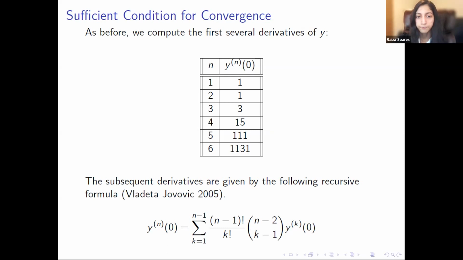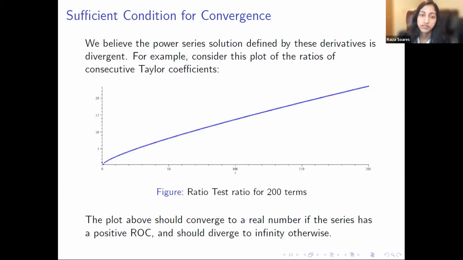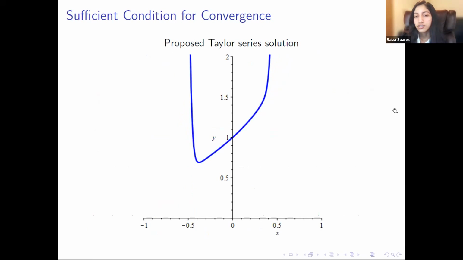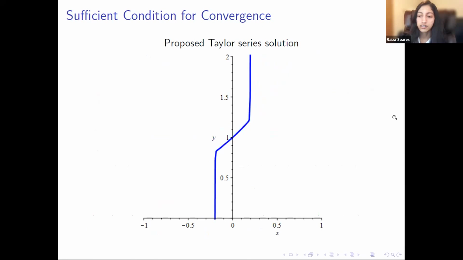So we believe that this power series solution is divergent. If you consider the plot of the ratios of the consecutive Taylor coefficients, you'll see that this plot seems to increase, but we would want it to converge to a real number if the series has a positive radius of convergence. The proposed Taylor series solution shrinks inwards, and this is different to all the other Taylor approximations that we've seen before that converge and tend to grow outward rather than inward. So this is some qualitative evidence that would suggest divergence.